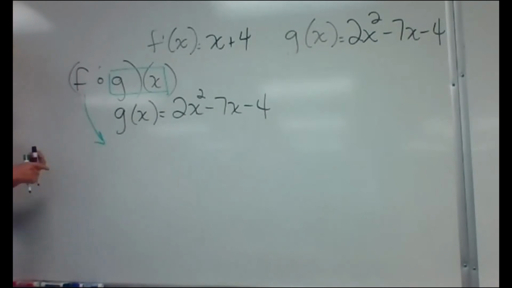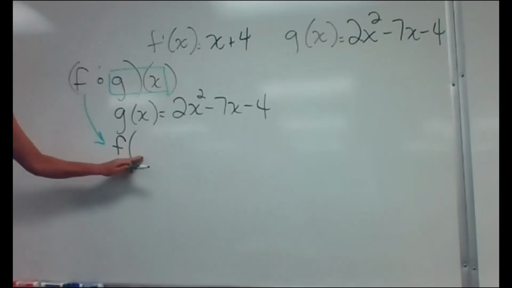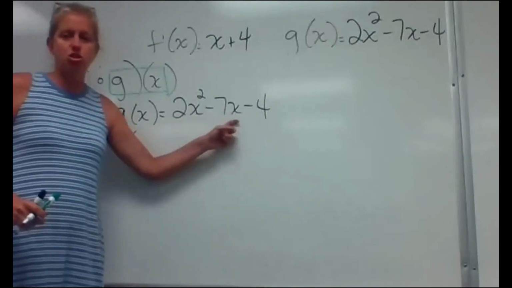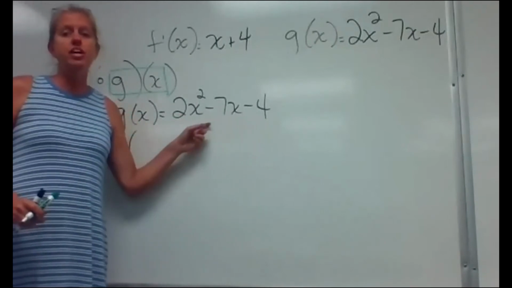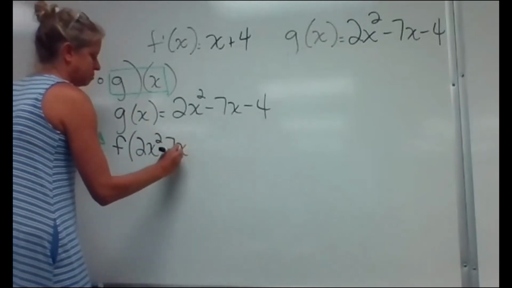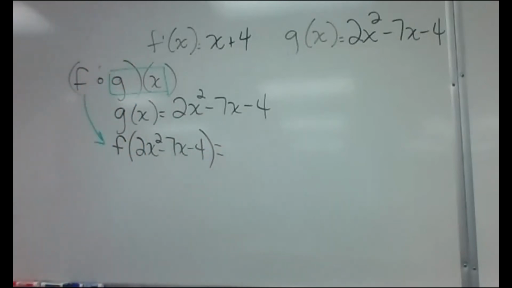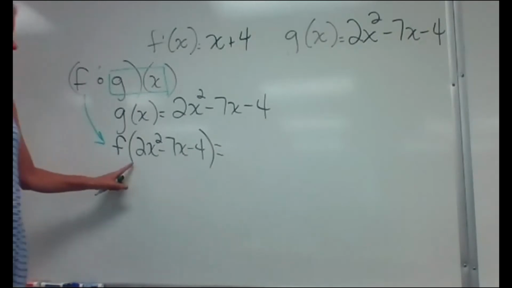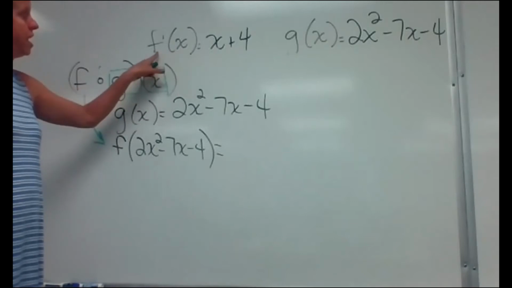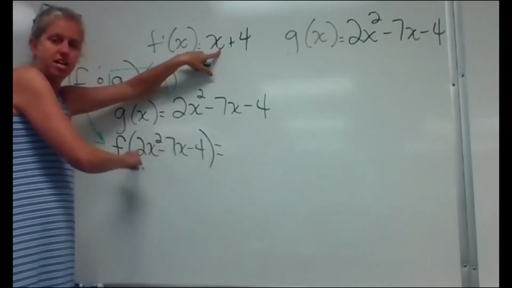I drop down the f. And what are you finding f of? What do you put in the parentheses? Whatever the first part's answer was. So I put all this in the parentheses. 2x squared minus 7x minus 4. So I go to my f function. Here's my f. And what do I put in place of x? Everything in this parenthesis.